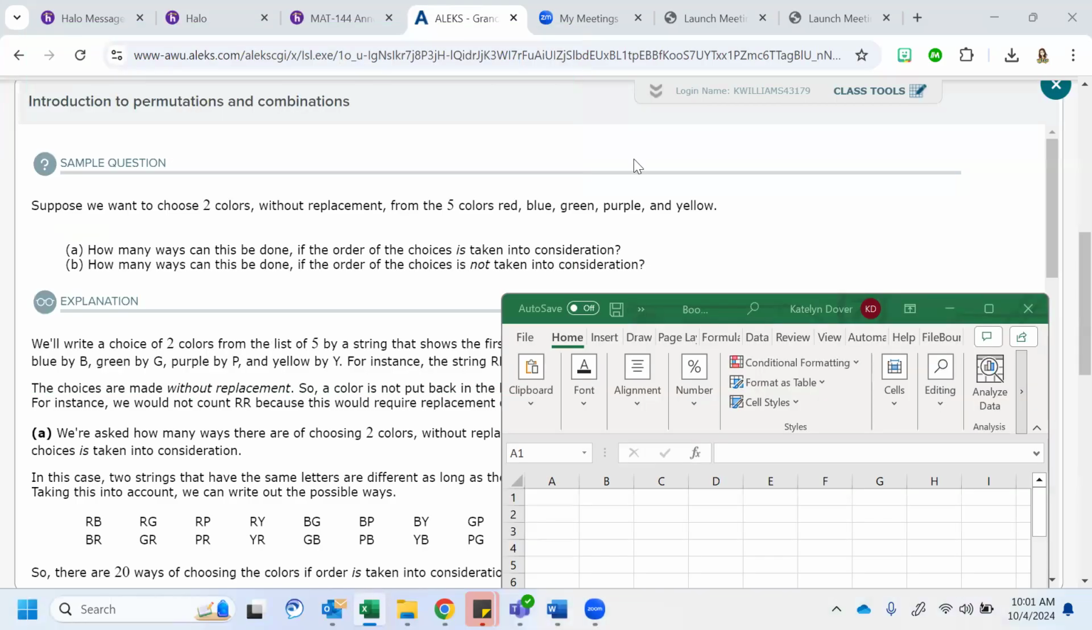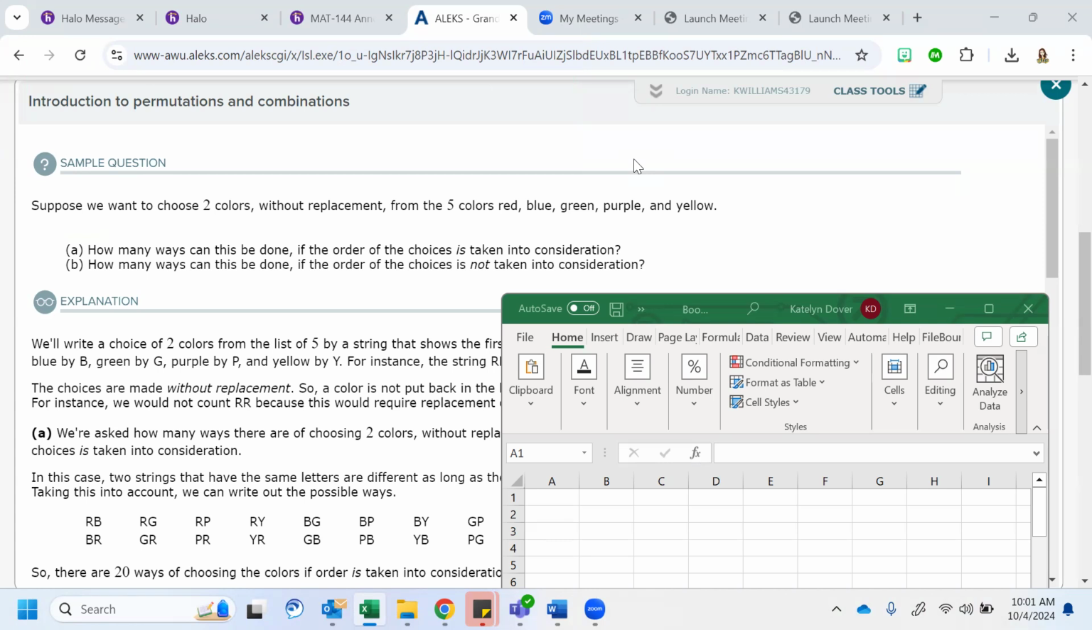Hi class, let's talk about the Alex problem, Introduction to Permutations and Combinations. In this problem, you're going to be given a couple scenarios. You have to determine, are they representing a permutation or a combination? And then you need to use the permutation and combination formulas to find the final answer. I highly recommend using Excel to help you with this problem.